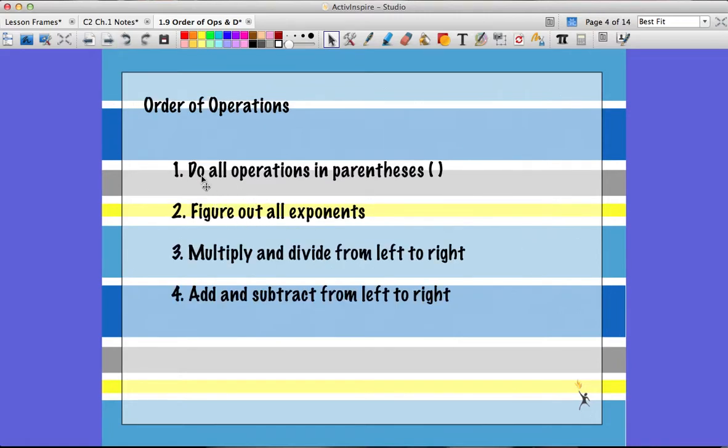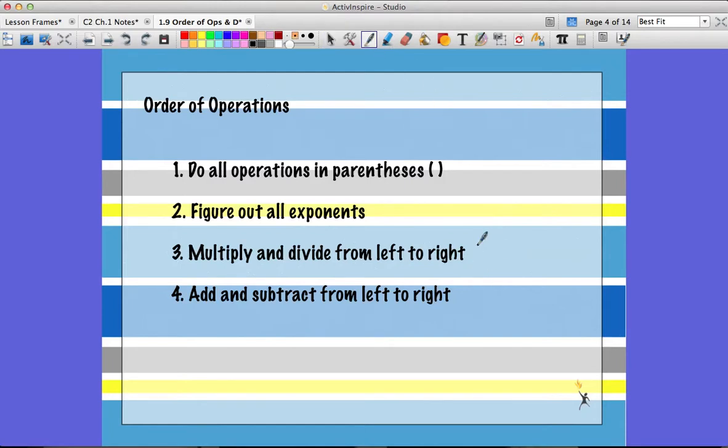So how this works is when you look at a problem, you have to do all the operations inside the parentheses. Now, if inside the parentheses there are multiple operations, you follow the order of operations again. So you get inside the parentheses and you say, okay, do I have any more parentheses? Do I have any exponents in my parentheses? And so on and so forth. After you've completed the parentheses, you move on to exponents. Once you've completed any exponents, you move on to multiplication and division from left to right.